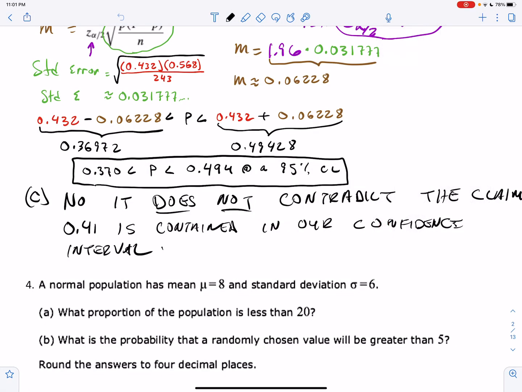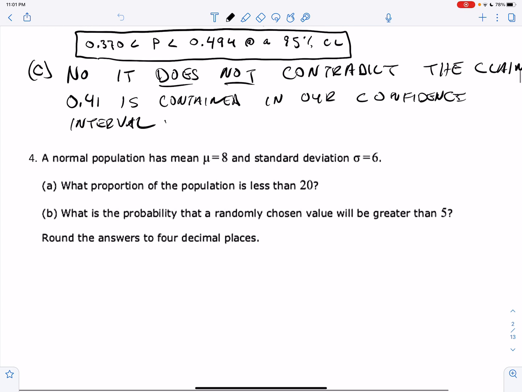All right, so for number 4, it says a normal population has a mean of 8 and a standard deviation of 6. What proportion of the population is less than 20? Okay, so you notice they're not talking about any sample or anything like that, just a normal population, so we know what that distribution looks like. Let's take a look at A.